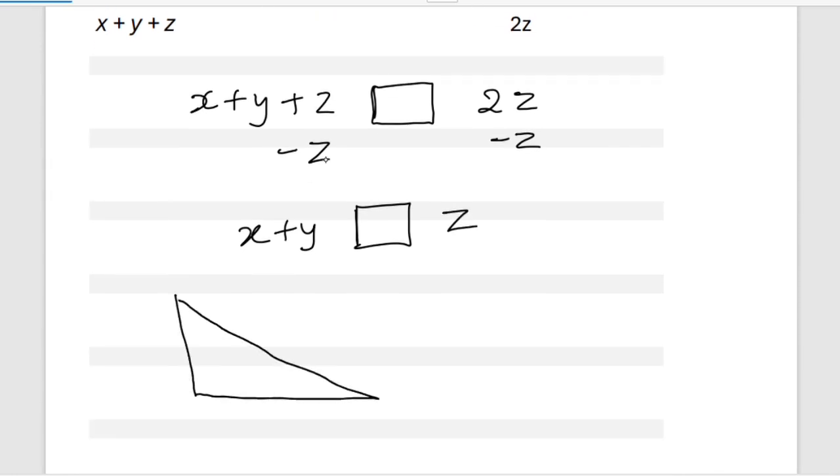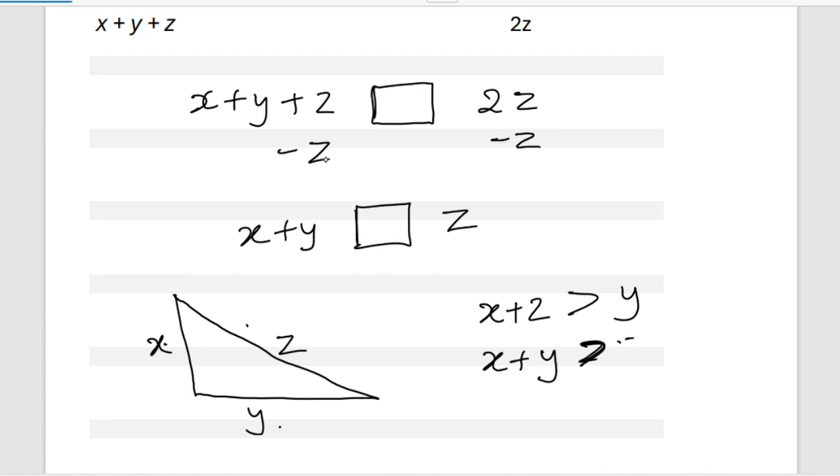It doesn't matter what the shape looks like. This is X, this is Y, and this is Z. And there is a law that guides triangles, which states that the longest side of a triangle can never be greater than the sum of the other two sides. So if I add this plus this, it must be greater than Y. So X plus Z must be greater than Y. X plus Y must be greater than Z, and Z plus Y must be greater than X.